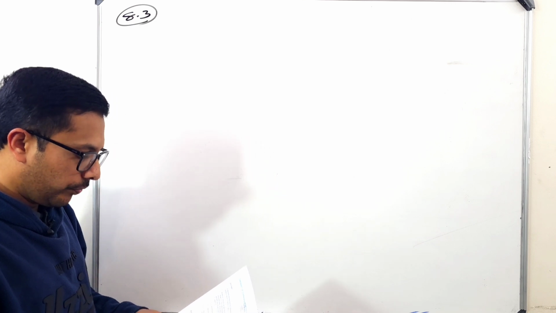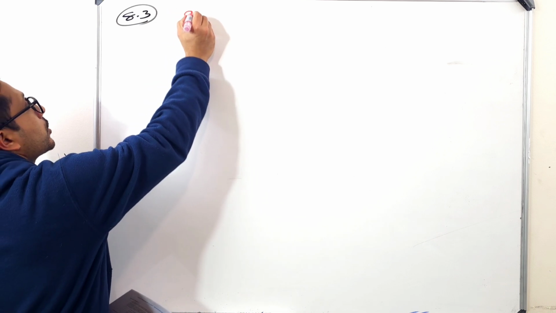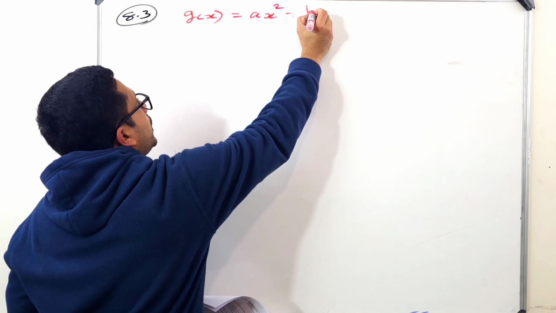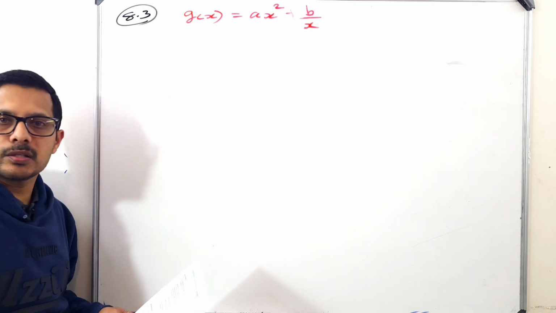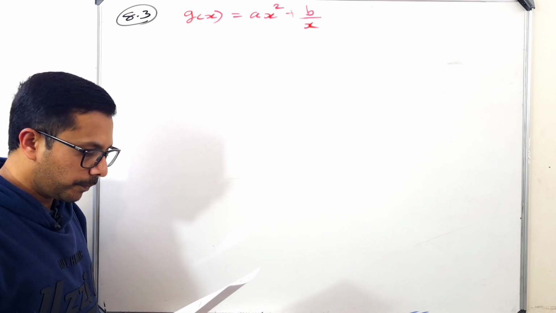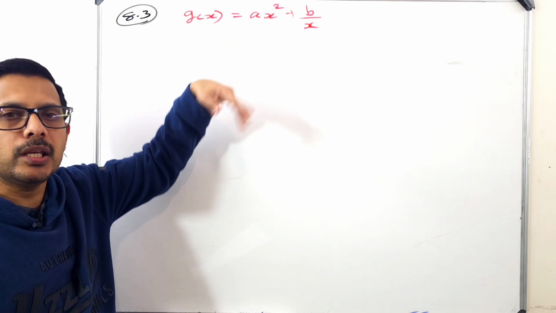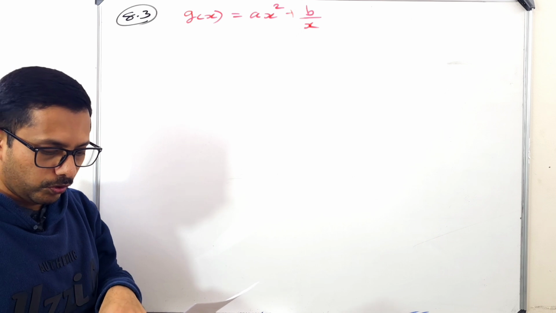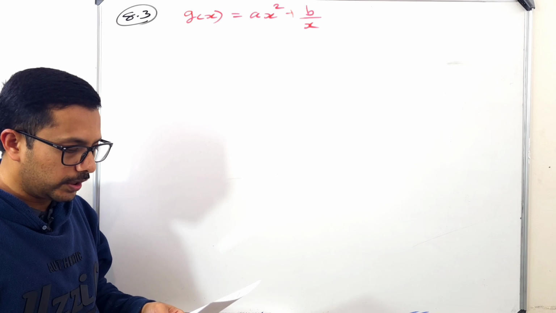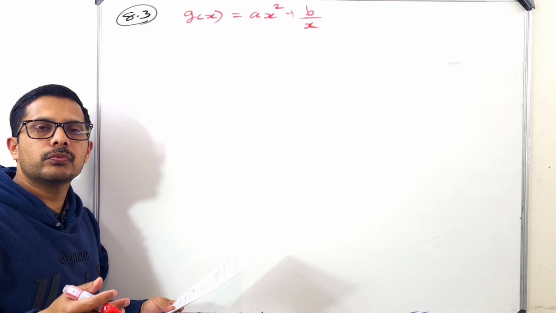So what is the question? A function g of x is equal to ax square plus b by x. So there is a function g of x given, and what is that function? Ax square plus b over x. This is not 6, it's b. B over x has a minimum value at x is equal to 4. So they are saying that there is a function g of x like this, and this function has a minimum value at x is equal to 4. And also one more condition given, the function value at x is equal to 4 is 96.